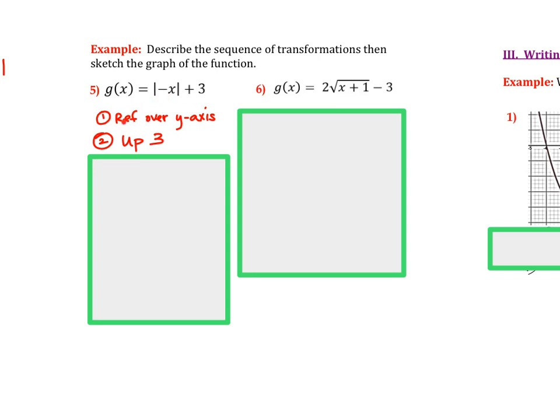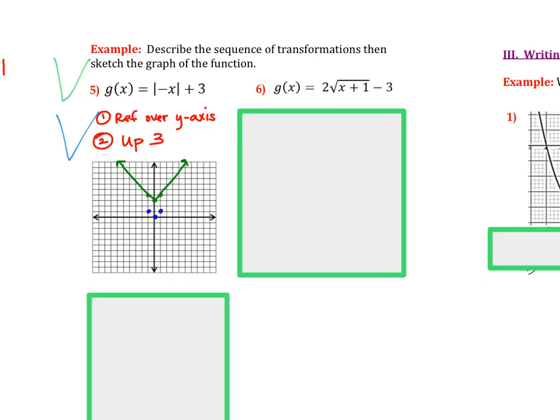One thing to keep in mind with this reflection: if we have a V shape and it got reflected over the y-axis, so horizontally, it's still going to make a V shape. We're not going to know. So that reflection will not really manifest in the graph. So really we just have to worry about the up 3 aspect here.